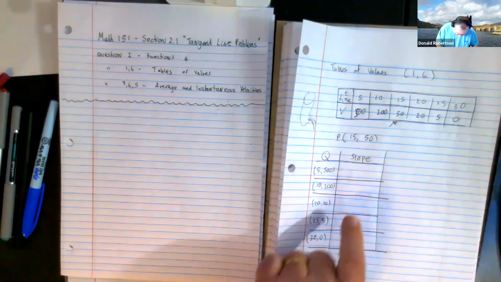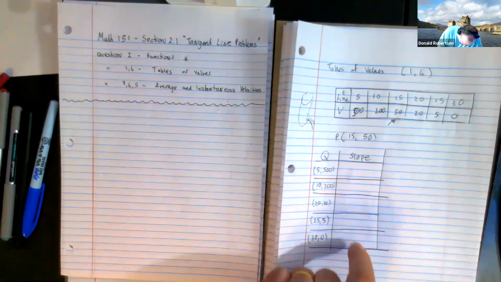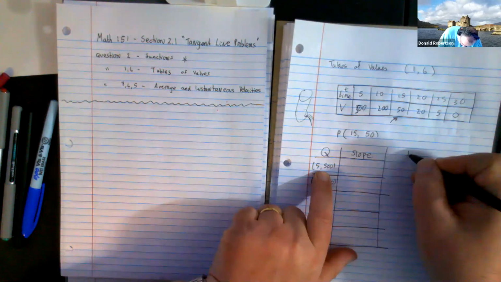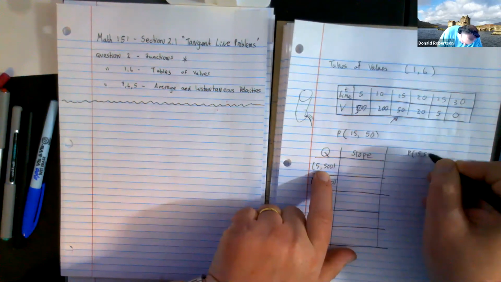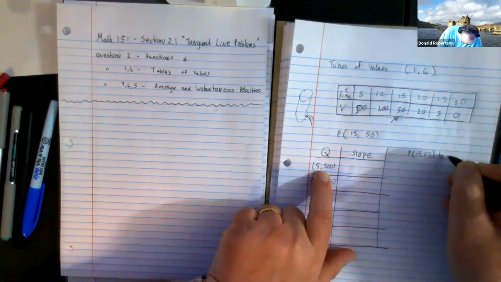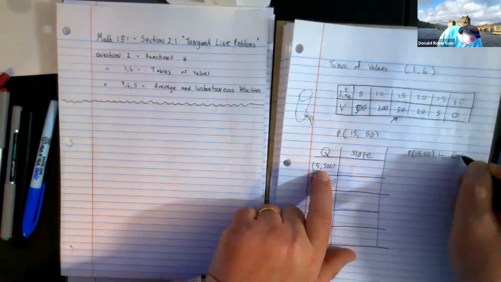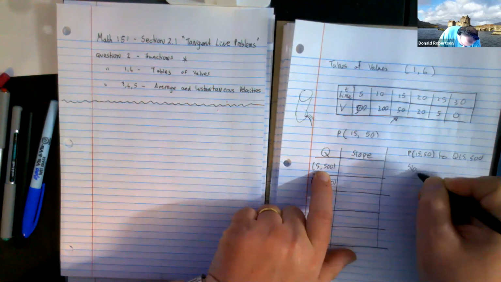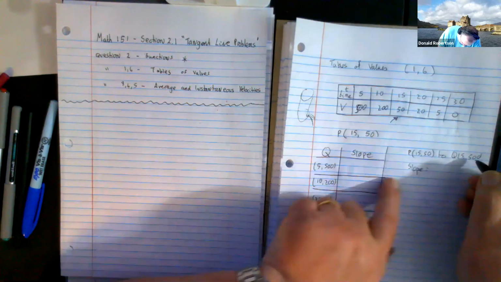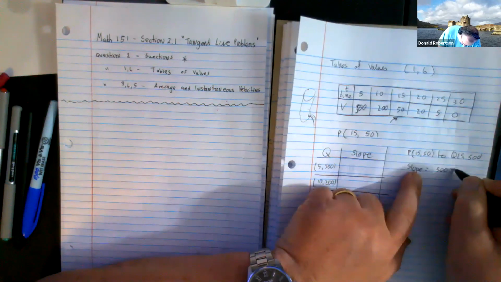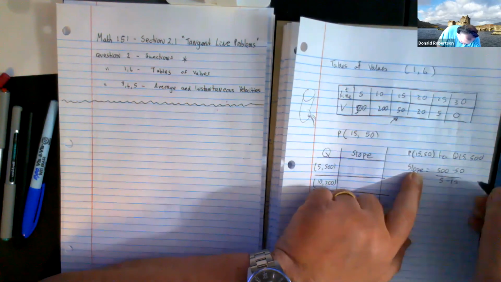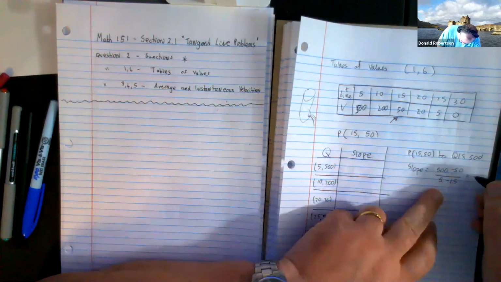So let's show you what your working is like. Let's suppose I wanted to do the slope from this point, which is fixed, to this point. Well, the slope is basically 500 take away 50 over 5 take away 15, and that's negative 45.